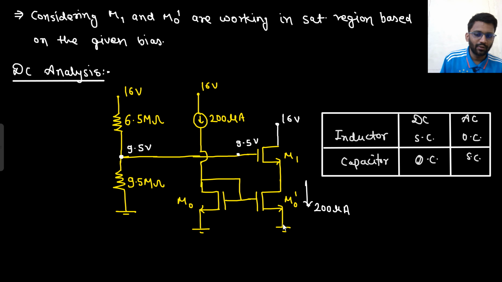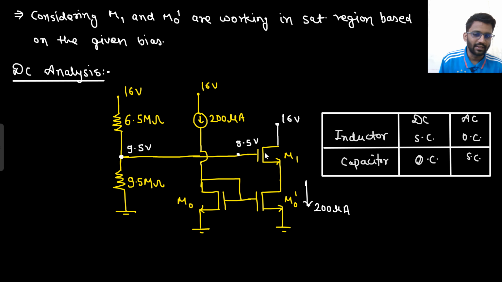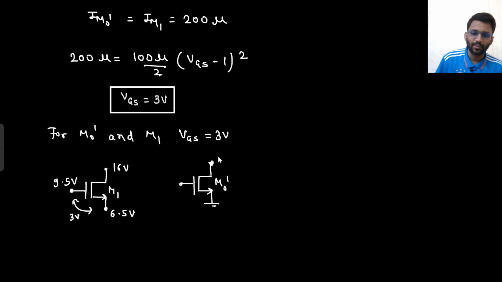So this potential we don't know. This potential we know, that is ground. M naught dash, this potential is ground. The drain potential we also know, because the drain of M naught dash is the same as the source of M1. So what is the drain of M naught dash? That would be 6.5 volt. Also we know one thing, for this one as well, VGS is 3 volt, so this has to be 3 volt only.